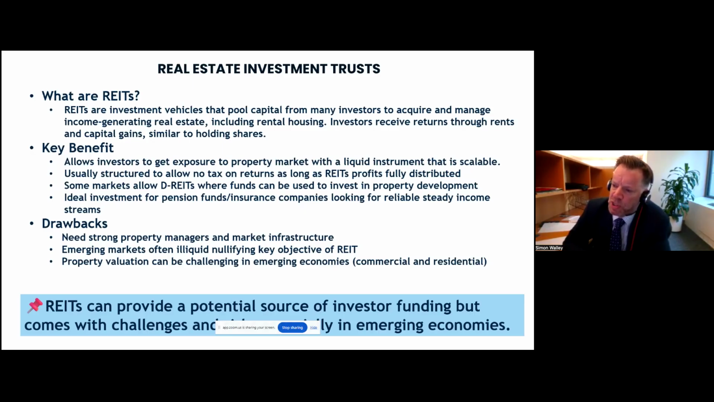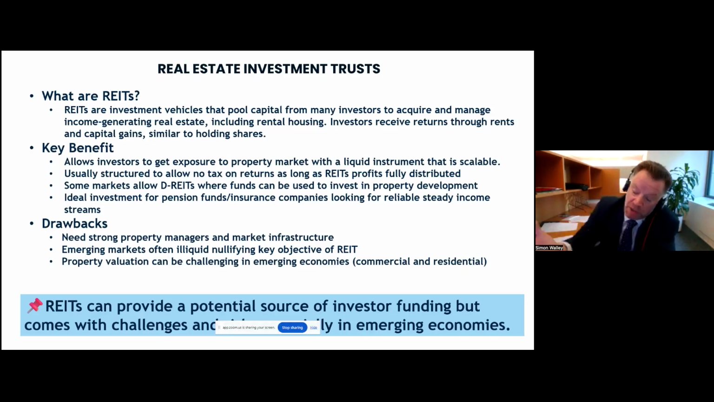The way it's structured is it particularly benefits investment into rental property that generates a steady, regular income flow. And on that basis, often that income flow is then distributed on a tax-free basis. This is one of the key features of REITs. If set up right, it becomes the ideal investment instrument for pension funds and insurance companies looking for steady, reliable income streams.